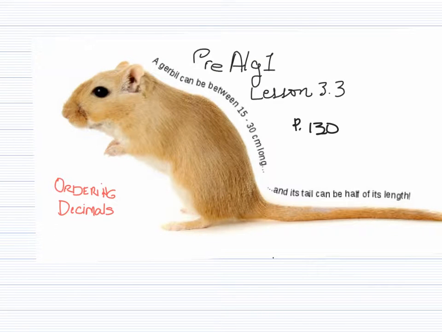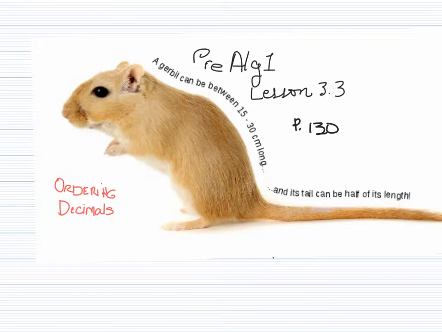This is Pre-Algebra 1, Lesson 3.3. It starts on page 130 in your textbook, and it's on ordering decimals. I have a picture here. I don't know, but I think this is a Mongolian gerbil.